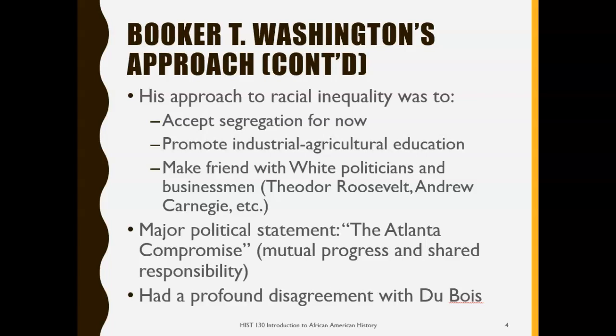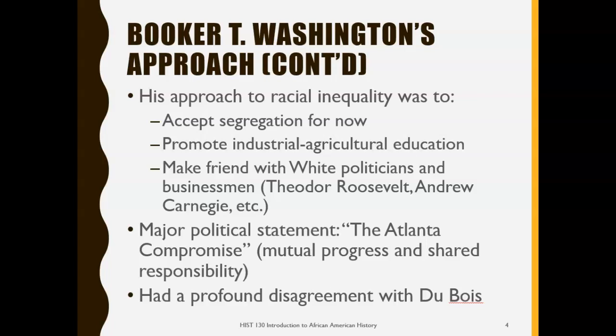So what was Booker T.'s approach to racial segregation and inequality? His approach consisted mainly in accepting segregation for now. He made this clear on different occasions. He thought that African Americans at that time, at the end of 1800 and early 1900, didn't know much. They didn't have enough knowledge, and they were too poor to compete for equality with white people. So according to Booker T. Washington, the best approach at that time was just to accept segregation.